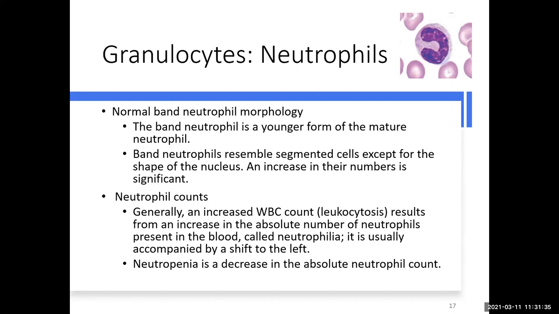Generally an increased white blood cell count will result from an increase in the absolute number of neutrophils present in the blood, called neutrophilia. And it's usually accompanied by a shift to the left. So seeing these bands, which you'd have to shift over to count, is where shift to the left comes from. You're starting to see some immature forms. Neutropenia is a decrease in the absolute count. When we say absolute, we mean the overall count out of all the cells you count, that is the portion that there's too many or too few of the neutrophils.